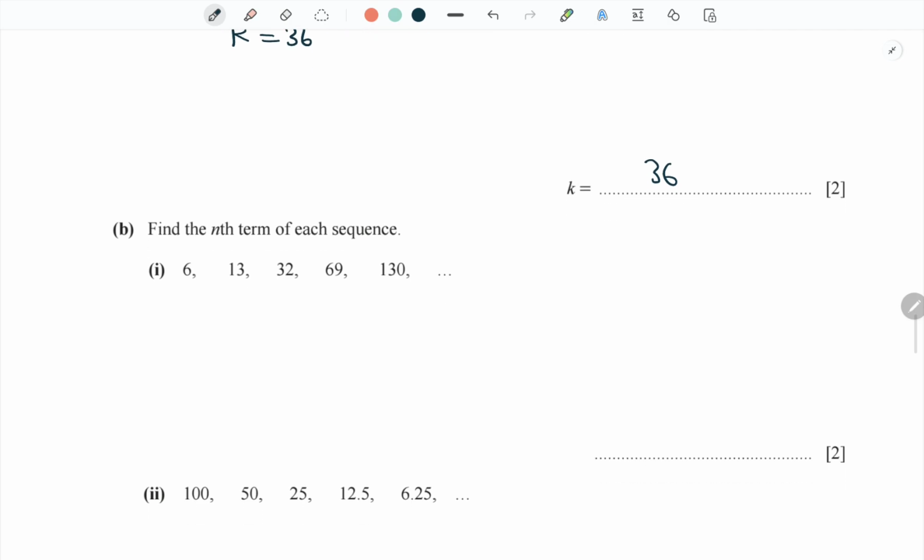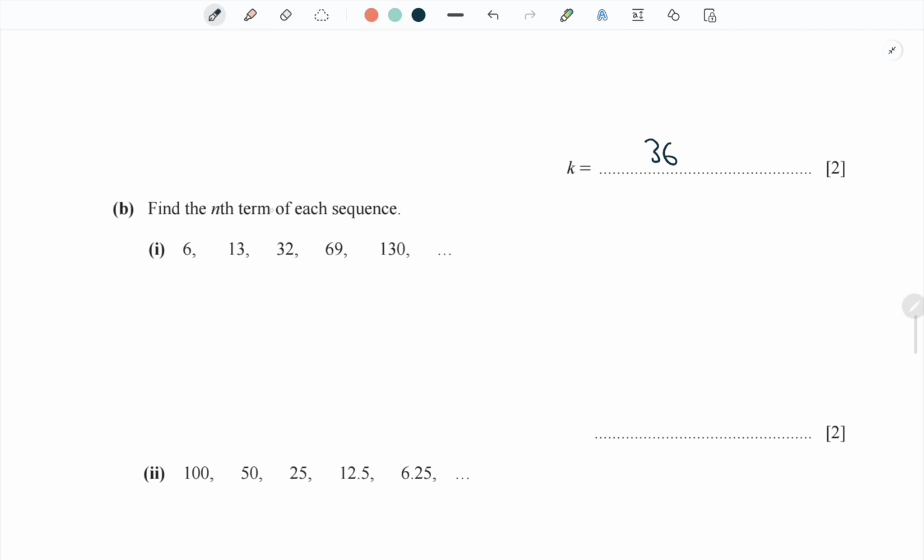Now we move to part B. Find the nth term of each sequence. If you see this sequence, we have 6, 13, 32, 69, and 130. Between the terms we find the differences, which we call the first difference. The first differences are not equal.